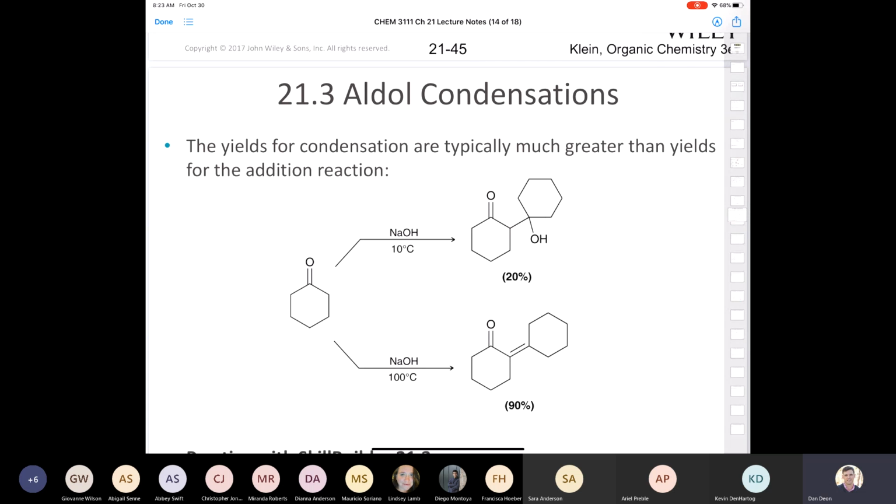Okay. The yields for condensation are generally speaking much higher than the yields of addition. Again, the driving force is the formation of the conjugated system. The reason we get such poor yield for the aldol addition is because the reaction is in equilibrium and the aldol addition product simply is not favored. That's it. Nothing more than that. So again, aldol condensation may be a more useful reaction, generally speaking, because we get greater yields. And organic chemists are always looking for a good reaction that is high yielding.